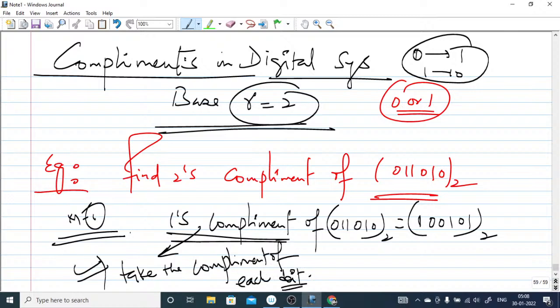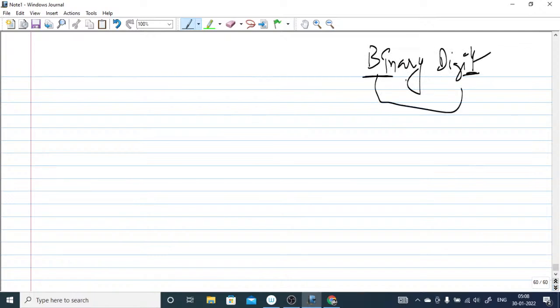Why are we calling it a bit? It stands for binary digit. We take the "bi" from binary and the "t" from digit, and remove the middle part, so you get "bit". So bit is basically the binary digit. Okay, so you have got the 1's complement.